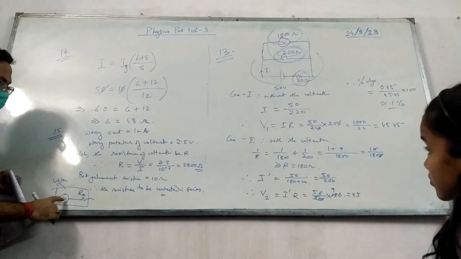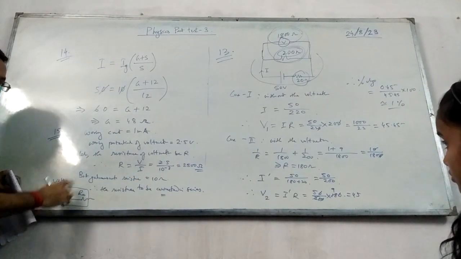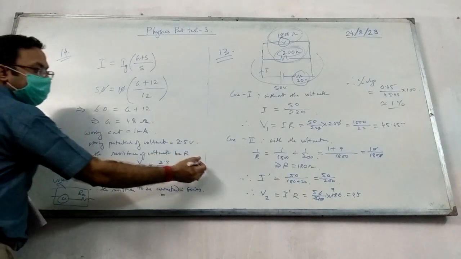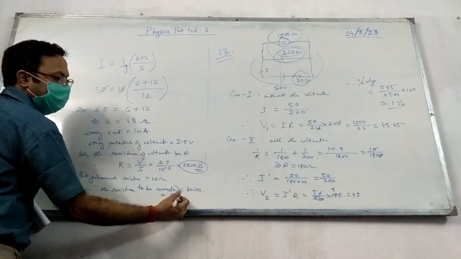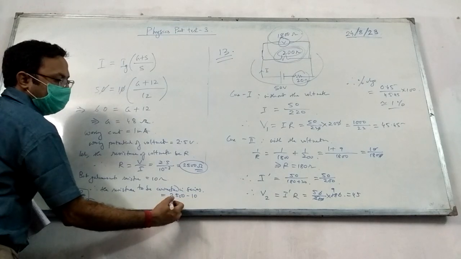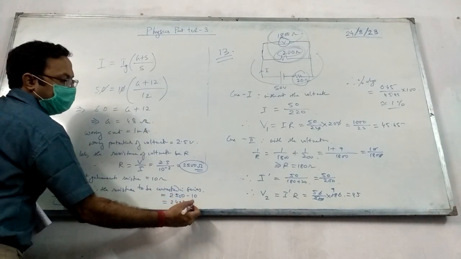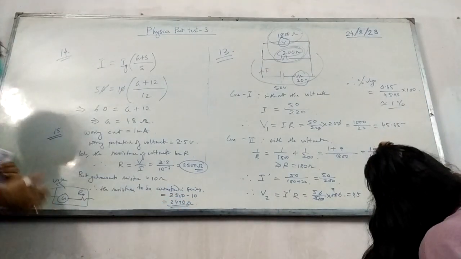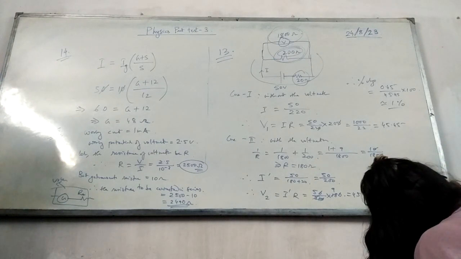So how will we find that resistance? Resistance of the voltmeter minus resistance of the galvanometer. So how much did you get for the voltmeter's resistance? 2500 minus 10, so that is 2490 ohm. So this is the amount of resistance that has to be connected in series. 2490 ohms. Will you answer?